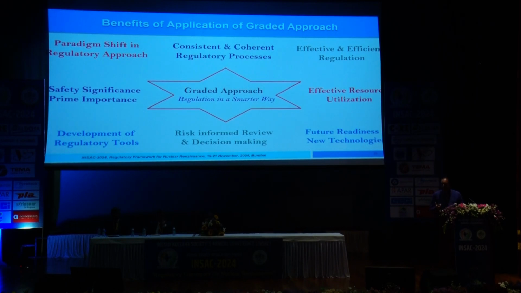Volatility has gone, ambiguity has gone. Because of that, the utility also knows beforehand in what way his proposal will be handled, or what level of review it will be subjected to. Definitely, by doing all this, we are doing our processes in a risk-informed manner, whether it is review or decision making. Our regulatory process has become effective and efficient. We are able to utilize our resources in an effective manner, and we are ready for future technologies as well.